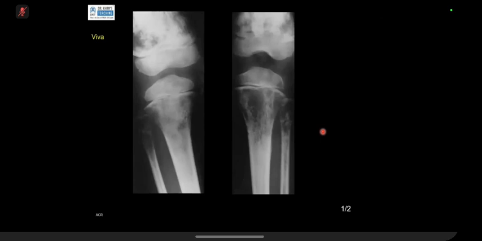This is a bilateral knee radiograph. I can see mixed lytic and sclerotic changes in the medullary cavity associated with the physis, irregular shape and reduction in the size of both faces of the tibia. This is the left fibula.